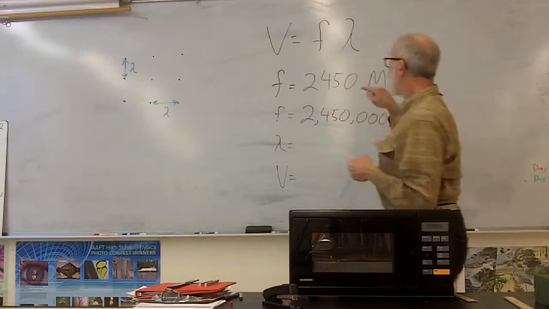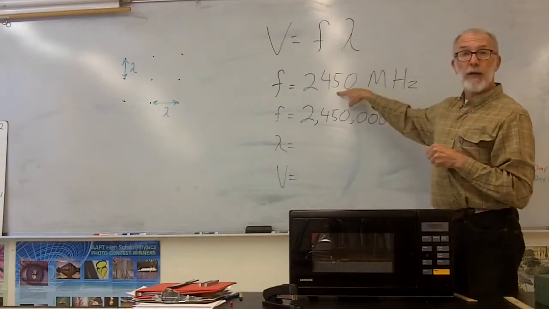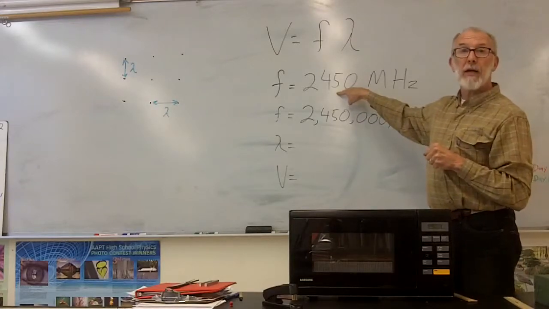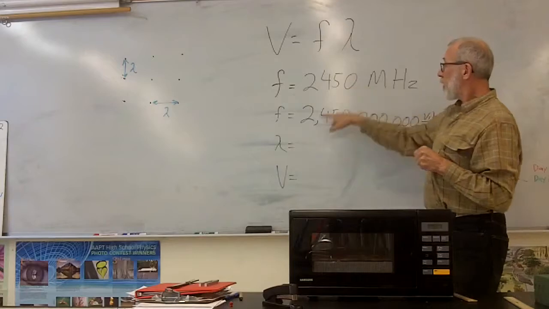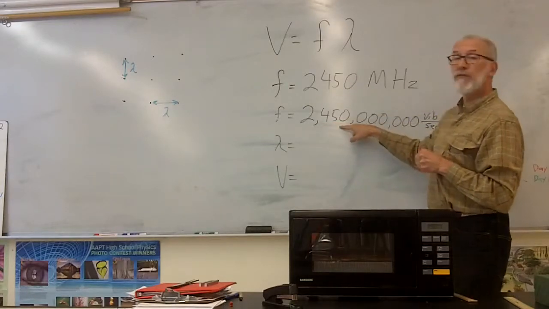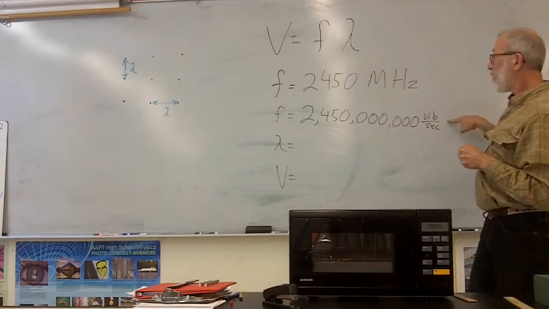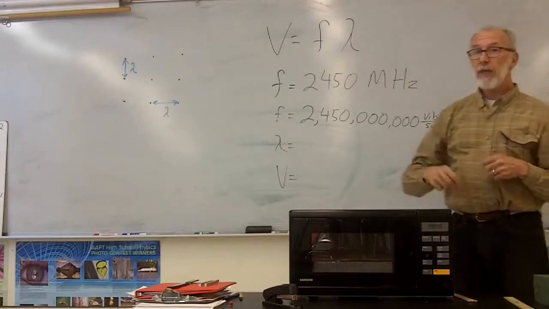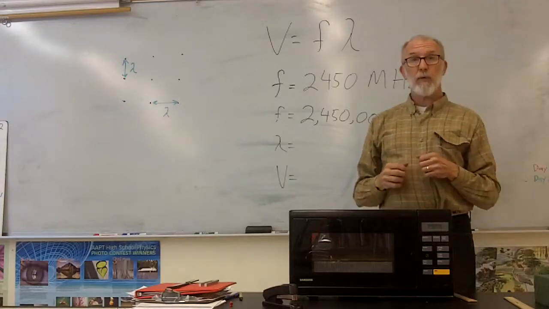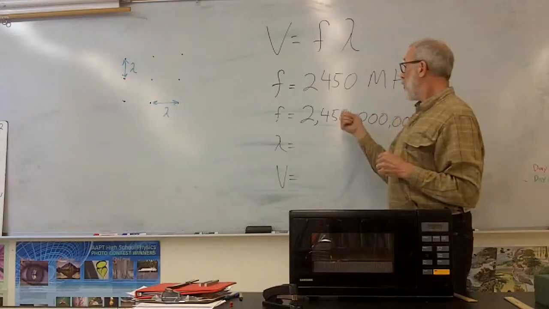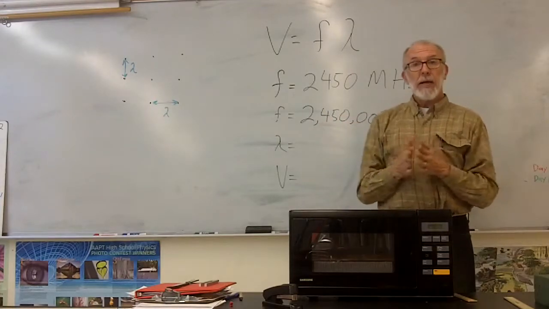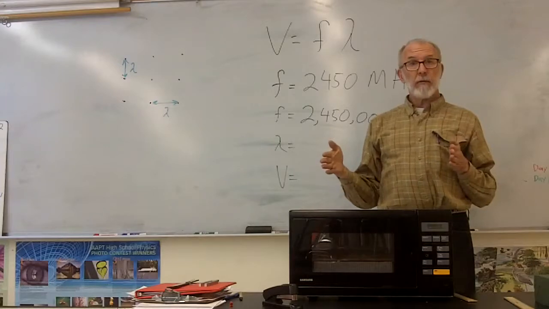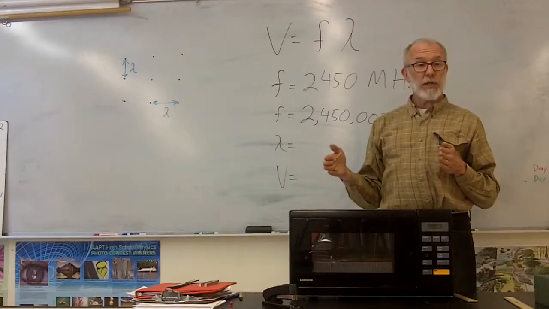And they vibrate at a frequency of 2,450 megahertz. And mega is million, so that is 2,450,000,000 vibrations per second. That's why things heat up quickly in a microwave. So we know the frequency that the water molecules are vibrating at. Now we just need the wavelength in order to find the velocity of light.